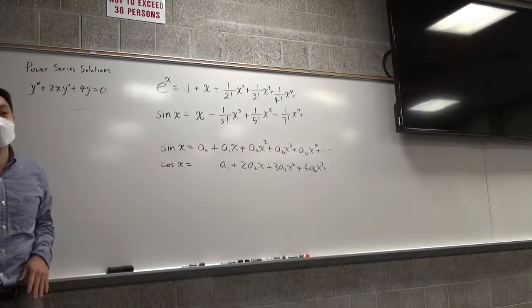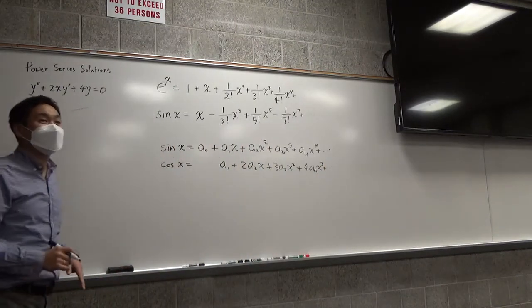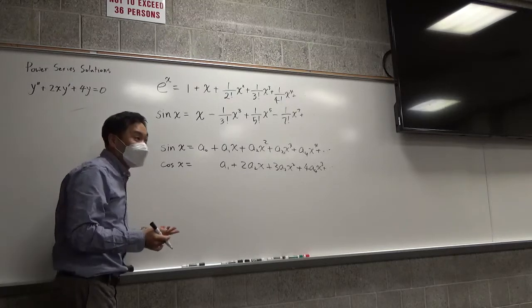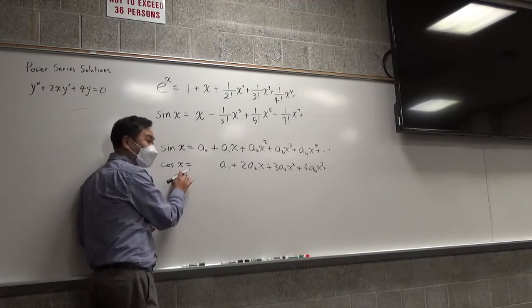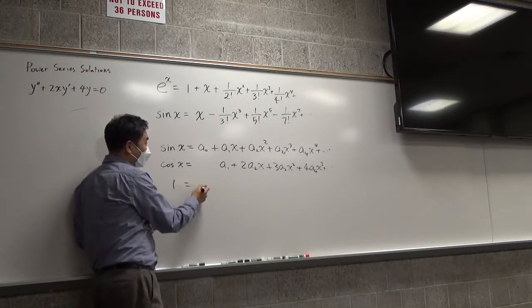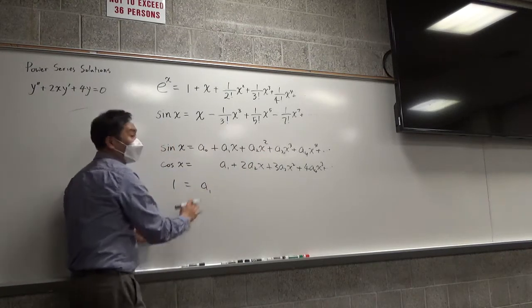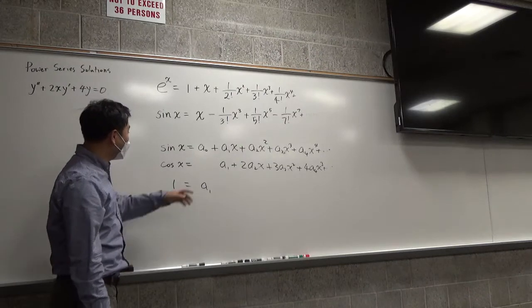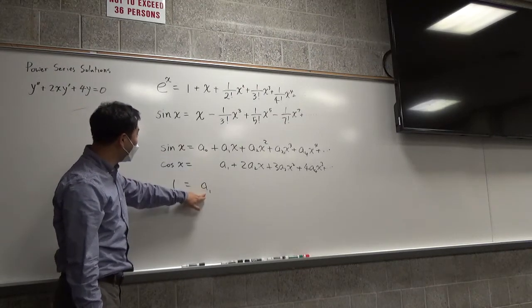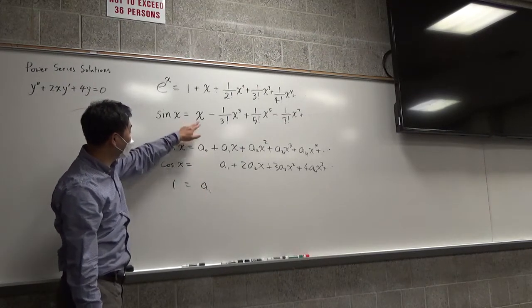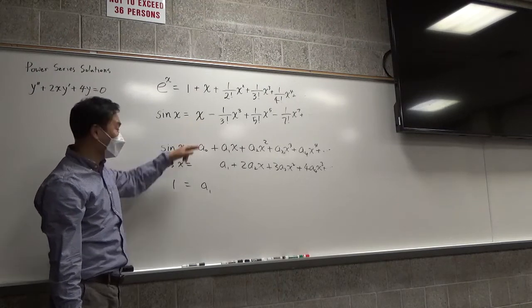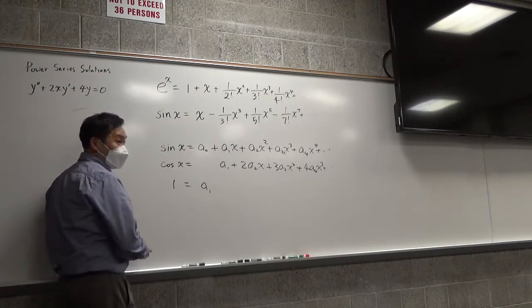Now what do you do? Plug in 0 again. So you get cosine 0, which is 1. Everything else disappears, so you get a1 as 1. So I got this result: a0 is 0, a1 is 1. So you don't see any constant terms. It's 1 times x, right? Now how would you get a2?